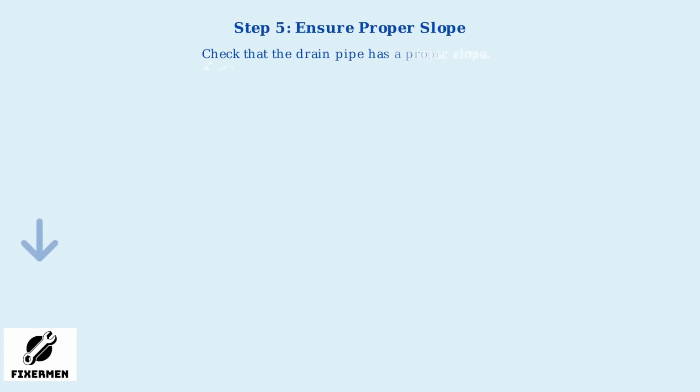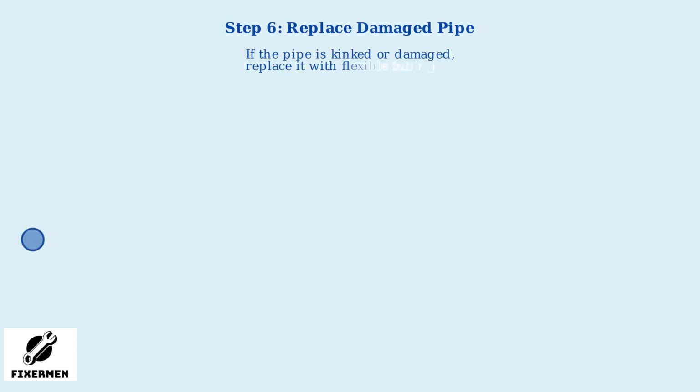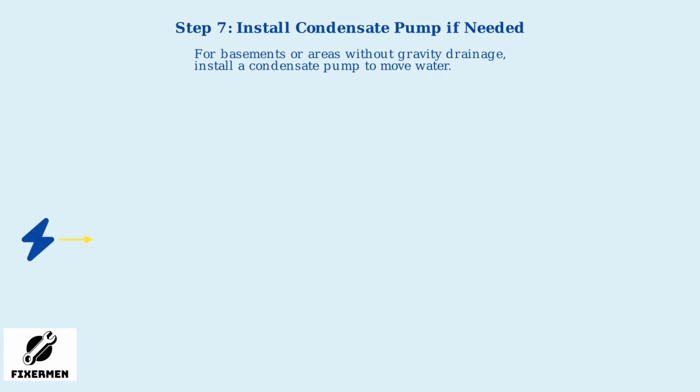Ensure the drain pipe maintains a proper slope of at least 1/4 inch drop per foot to allow gravity to assist water flow. If the pipe is kinked or damaged, replace it with flexible tubing to restore proper drainage. In locations like basements where gravity drainage isn't possible, install a condensate pump to actively move water away.